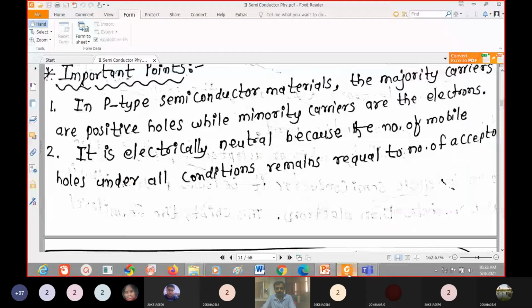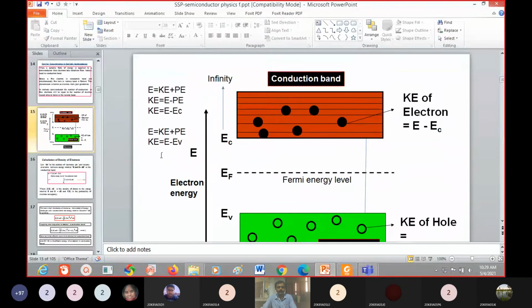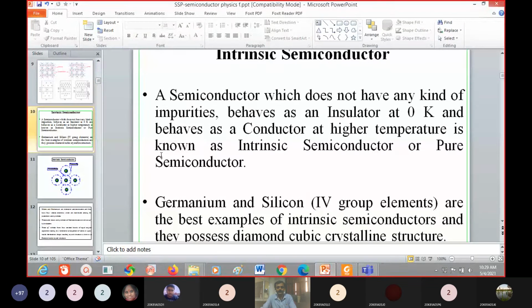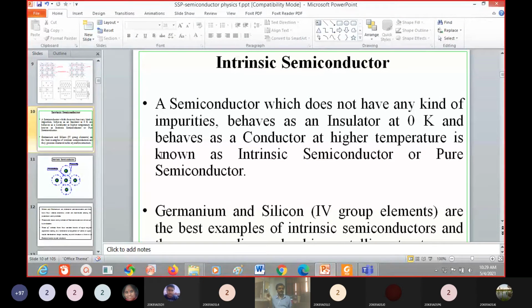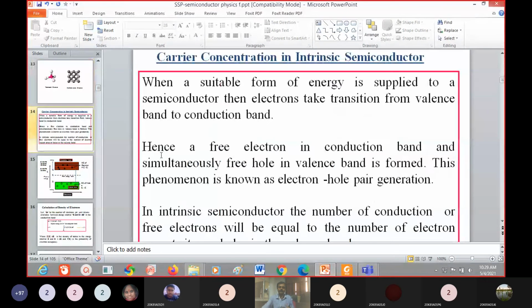Now we will discuss the intrinsic semiconductor. In the case of an intrinsic semiconductor, what are the charge carriers? Holes and electrons. We have to find the carrier concentration of the intrinsic semiconductor. Both electrons and holes are the charge carriers.